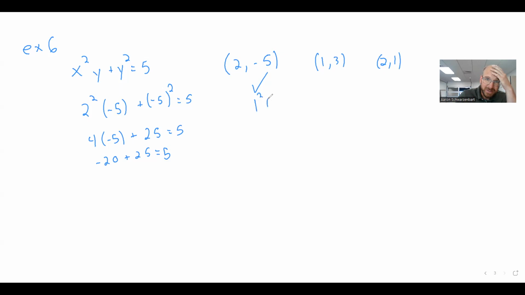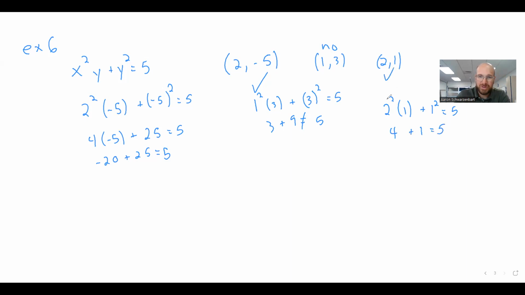1 squared times 3 plus 3 squared equals 5. 1 squared is 1 times 3 is 3 plus 9 is not equal to 5. So this one is a no. My third one, 2 squared times 1 plus 1 squared equals 5. That's 4 plus 1 does equal 5. Both 2's work. This is not a function.